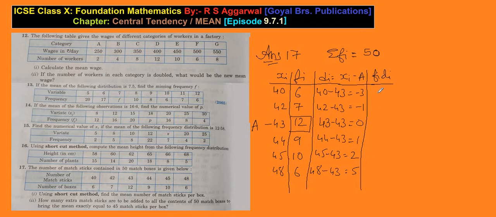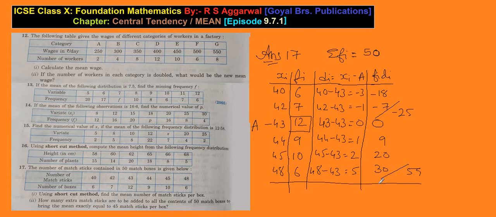Now 6 into minus 3 is minus 18. 7 into minus 1 is minus 7. So this one is coming up to minus 25. This becomes 0. 9 ones are 9. 10 twos are 20. 6 fives are 30. So here it comes 59.